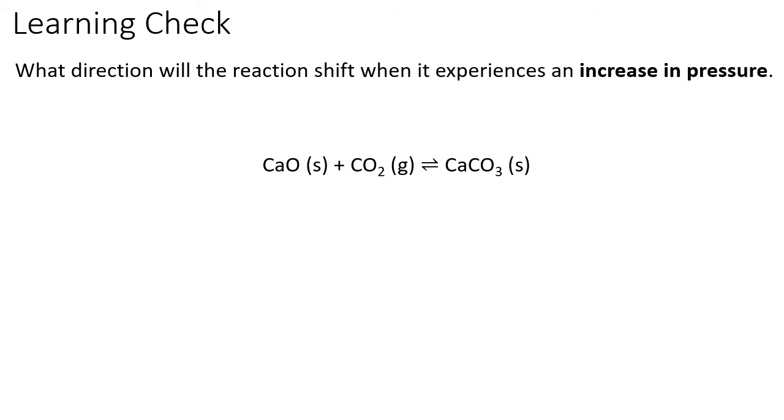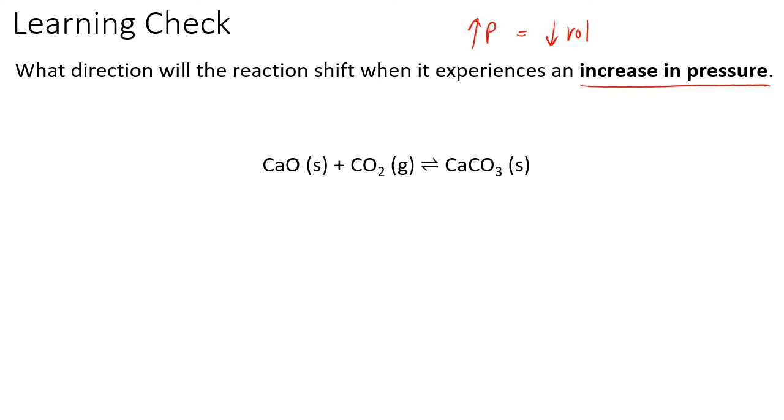For the reaction of solid calcium oxide plus carbon dioxide gas forming solid calcium carbonate, what direction will the reaction shift when it experiences an increase in pressure? So remember, if we increase the pressure, we're decreasing the volume that the container's in. Those two mean the same thing. So we could think about taking our system, our reaction, and placing it into a smaller vessel where now it has less space, and so therefore the pressure inside would increase. And we're creating that strain on there, and so our system wants to react in such a way to alleviate that additional pressure.